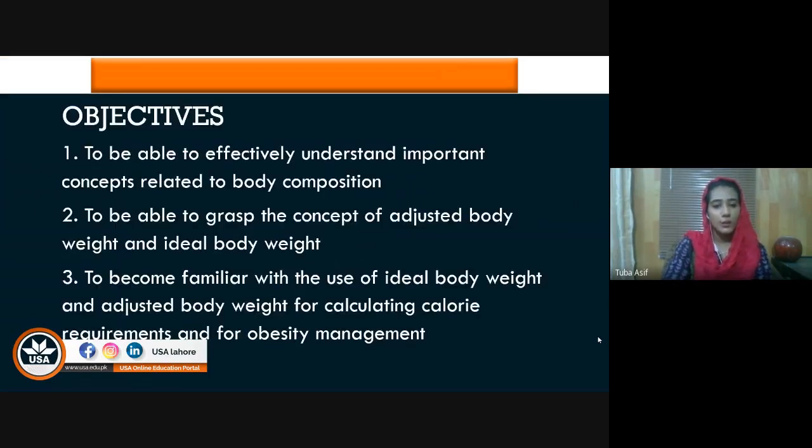So, what is body weight? Prior to that, I would like to discuss the core objectives of today's lecture. After this lecture, you will be able to know about the concepts that are related with body composition. You will be able to know what the adjusted body weight and the ideal body weight are. You will be able to know about the use of ideal body weight and adjusted body weight for calculating calorie requirements and for obesity management.